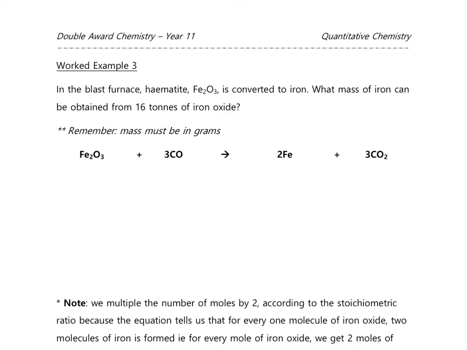Now, the first thing to note here is that your mass must be in grams. So where we have 16 tonnes of iron oxide, we need to think about what that mass is in grams. Well, we looked at the fact that 1 tonne is 1,000 kilograms, so 16 tonnes is 16,000 kilograms. And 1 kilogram is 1,000 grams. So therefore, 16,000 kilograms is actually 16 million grams.